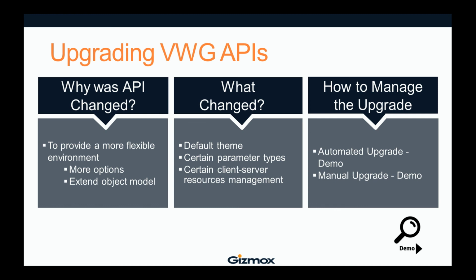But you need to be aware of the things that we changed, things like default themes, certain parameter types that we changed, certain client-server relations in terms of resources management. And there are two things we need to remember. There's one wizard in Visual Studio that we've added that Pali will show in a bit, which actually changes the APIs, and also some things that we need to remember to do manually. So Pali, the floor is yours again to demonstrate this part of the upgrade process.